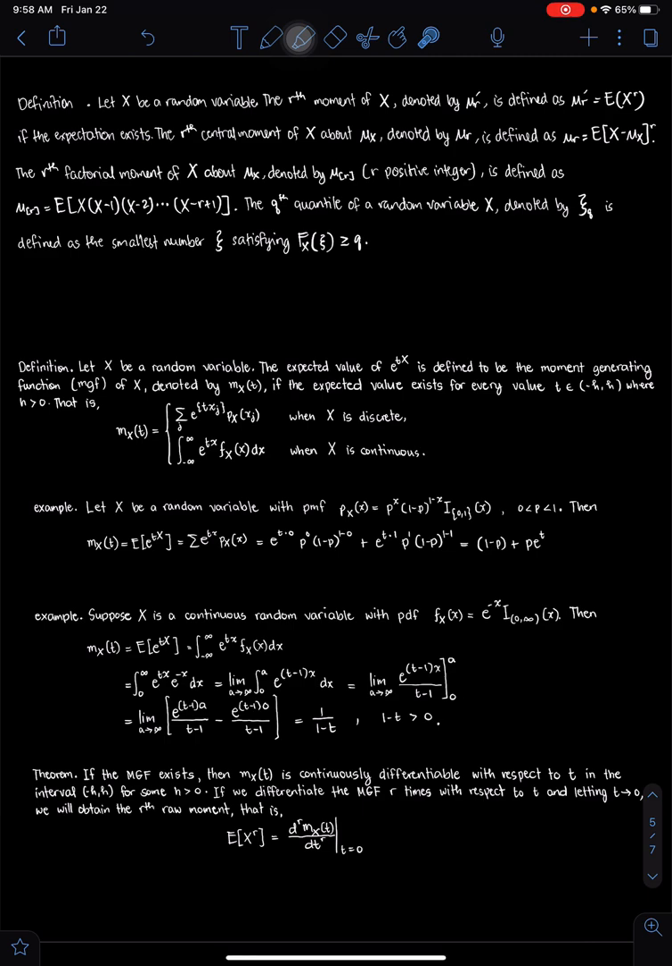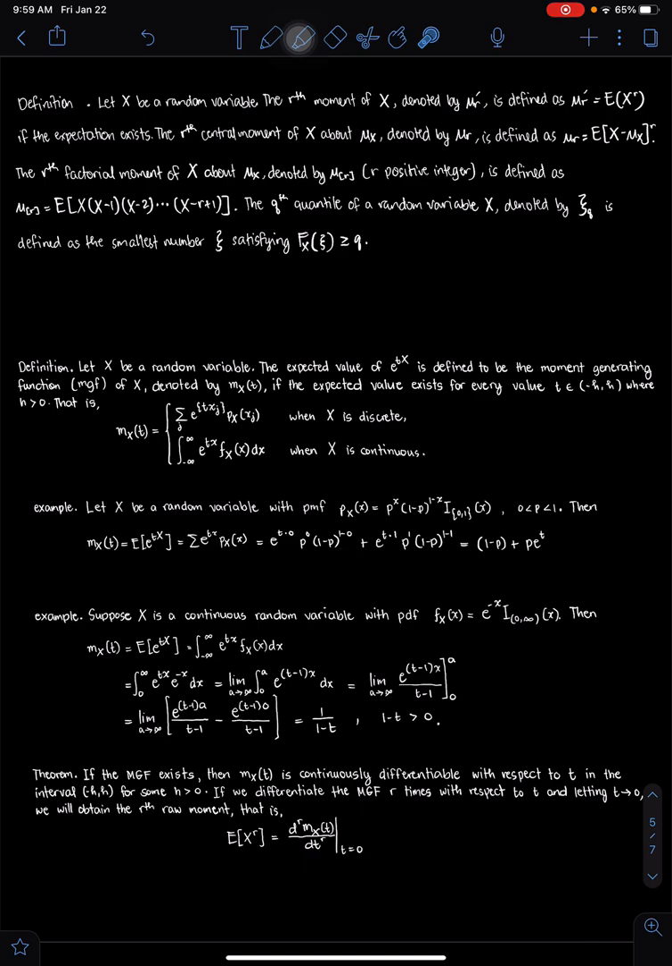Okay, now the rth central moment of X about the mean. If we're going to get the central moment of X about its mean mu sub X, then we denote that by mu sub r. Walang ano lang, tinanggal lang natin yung prime. So pag merong prime, notation yun for the raw moment. Pag wala, yun yung central moment. But anyway, mu sub r is just the expected value of X minus the mean mu sub X raised to the rth power. Okay, and also we have the rth factorial moment of X.